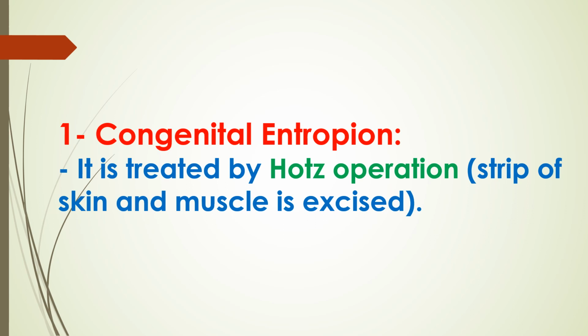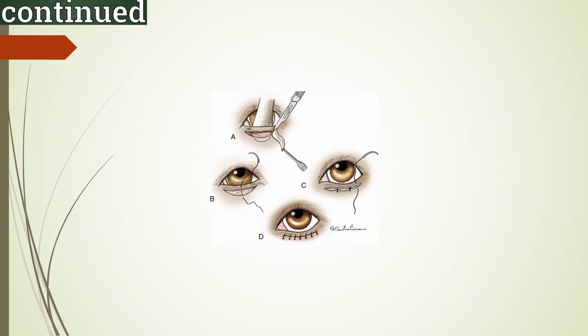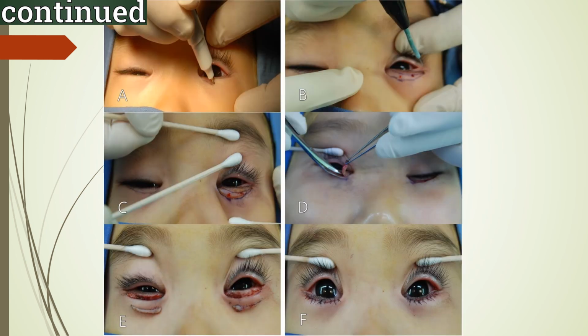The congenital form may be treated by Hotz's operation, in which a strip of the skin and muscle is excised. This is a photograph describing this operation. Another photograph of the same operation.